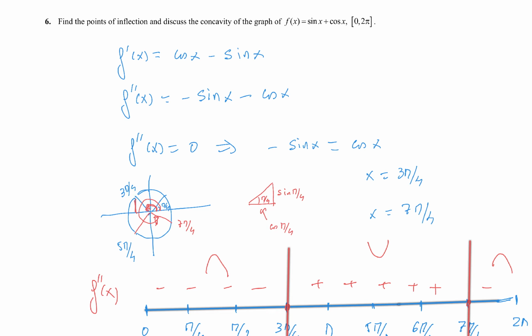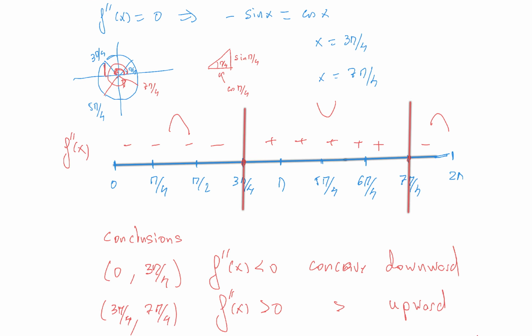So now the problem is almost done. We found the inflection points. The inflection points are 3 pi divided by 4 and 7 pi divided by 4. And we see on each interval what the sign of the second derivative is. If we plug in a number between 0 and 2 pi, 3 pi divided by 4 is a point of inflection, 7 pi divided by 4 is another point of inflection. To the right, maybe we plug in pi divided by 2.